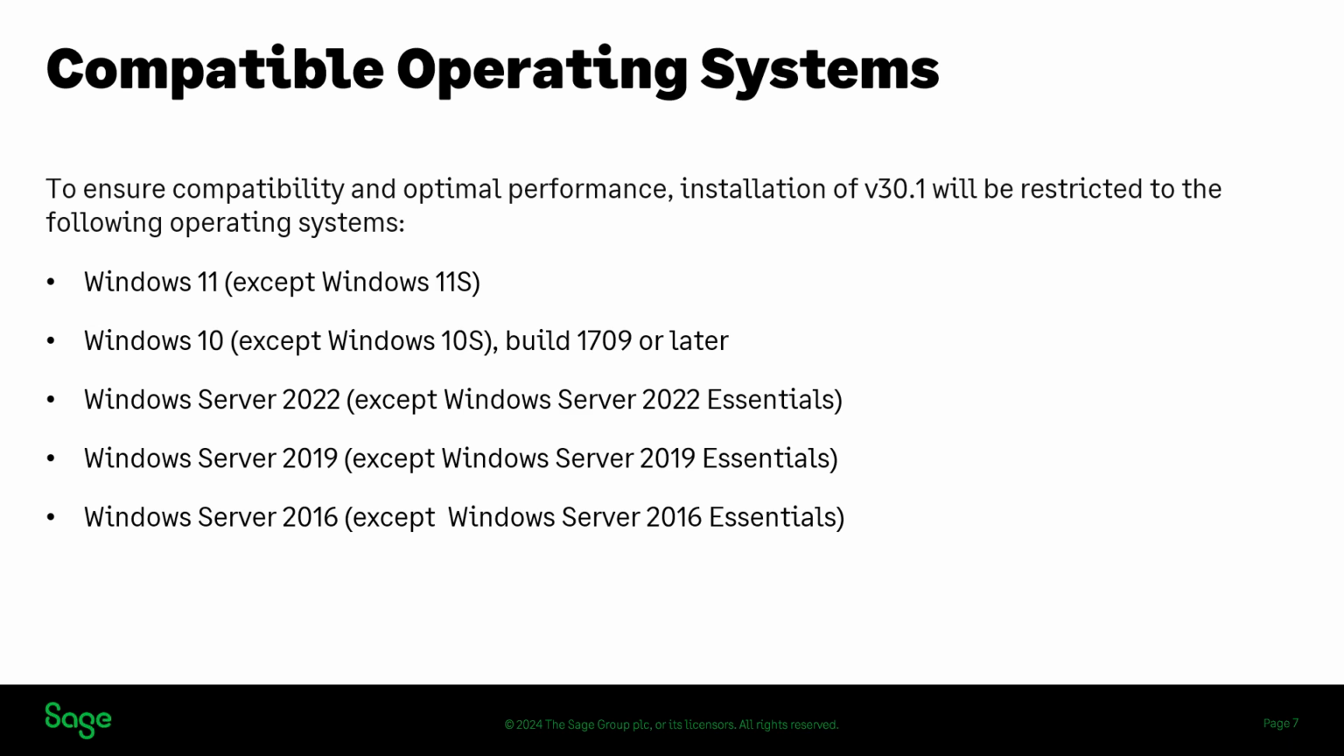So something to be mindful of before upgrading if you have multiple machines with Sage installed, and if they're on different operating systems to each other, one of them does fall outside of this list, they will not be able to upgrade to version 30.1. And remember, everyone must be on the same version of Sage 50 accounts to be able to access the data.